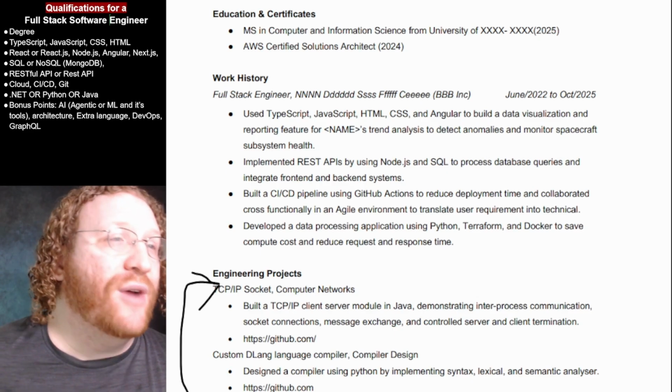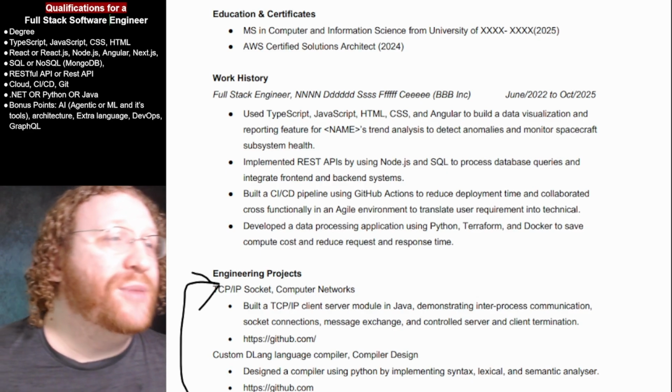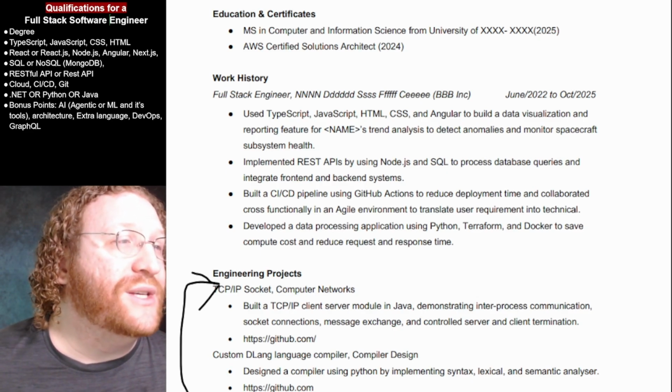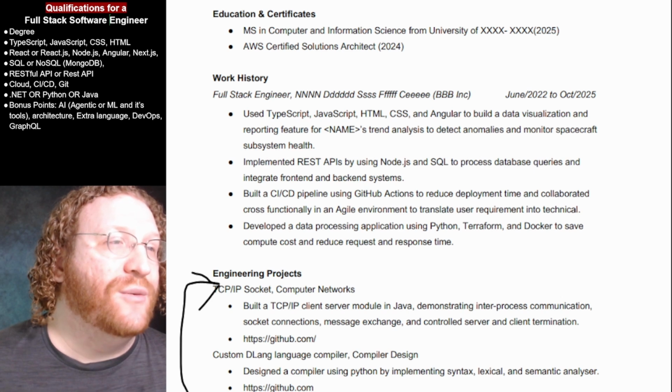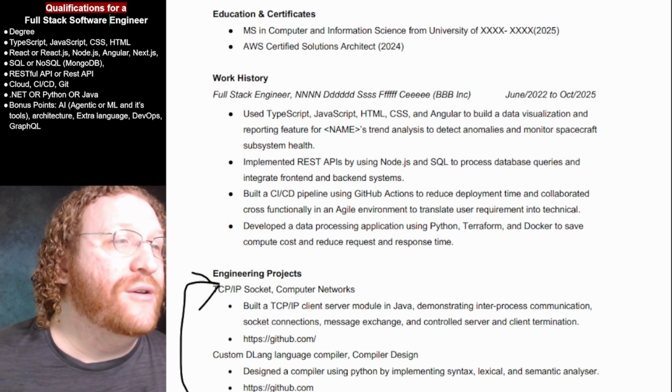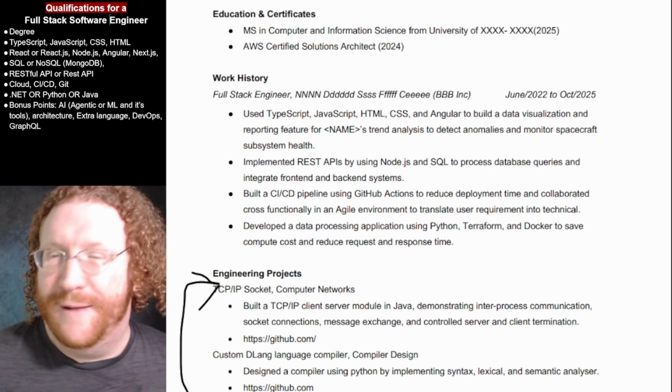So let me read what they wrote. My fourth version, I applied to 4 to 15 jobs with this last week. I got a few rejections. Not sure what I'm doing wrong.